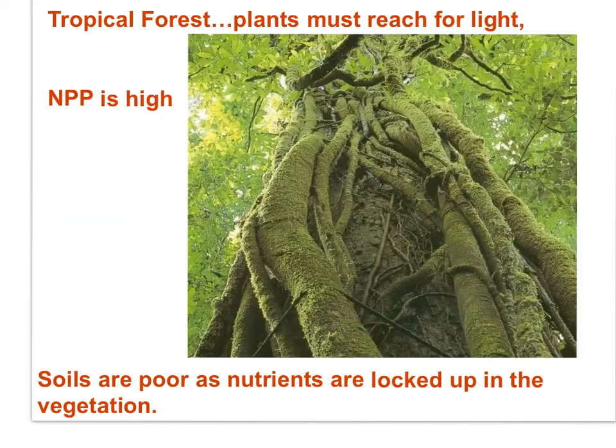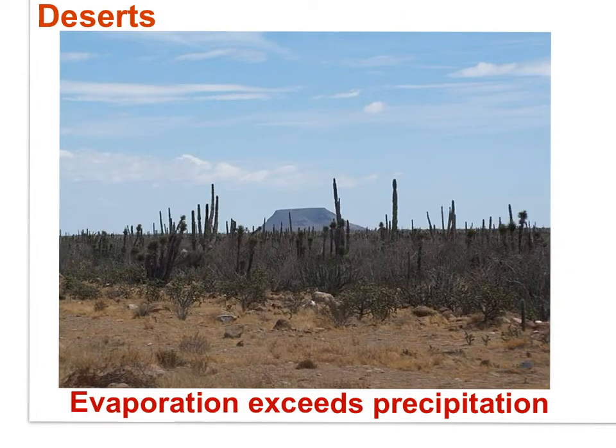The producers in tropical forests must compete for light, soil nutrients, and soil water. Often the soils of tropical forests are quite nutrient poor because the minerals are locked up in the biomass of the trees. Now let's move on to deserts.